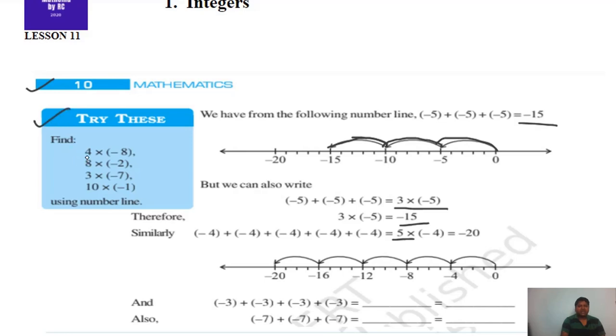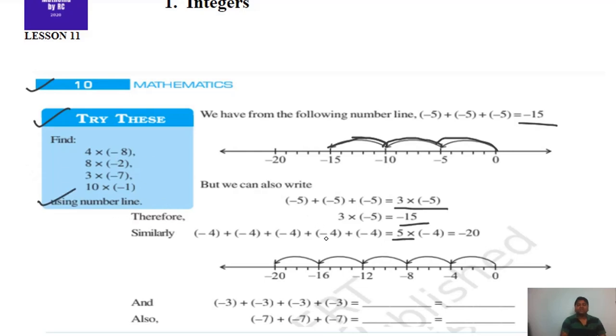Here we get 4 into minus 8, so minus 8 is 4 times. 8 into minus 2, that means minus 2, 8 times. 3 into minus 7, that means minus 7, 3 times. 10 into minus 1, so minus 1, 10 times. Okay, using the number line, let us see how this is possible.